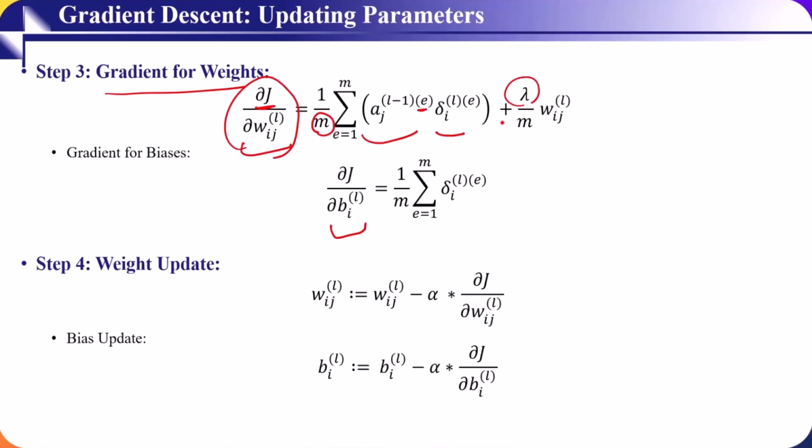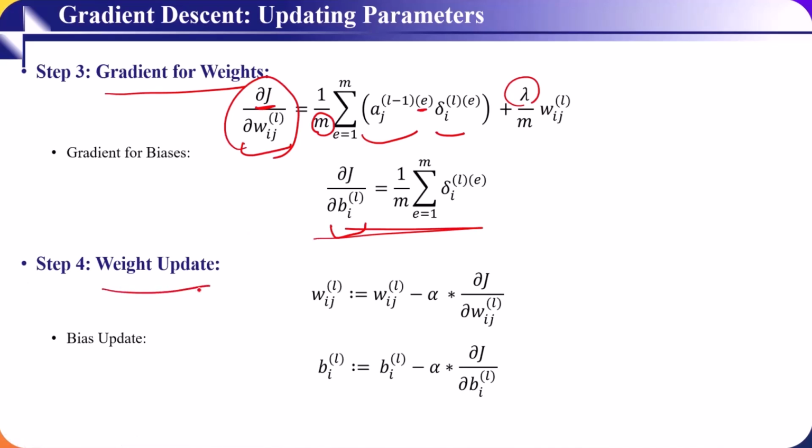So for weights, the gradient is determined by the activation of the previous layer neuron and the error from the current layer neuron. This tells us how much the weight needs to be updated. So we do the same thing for the bias as well. Finally, we will update the weights here.